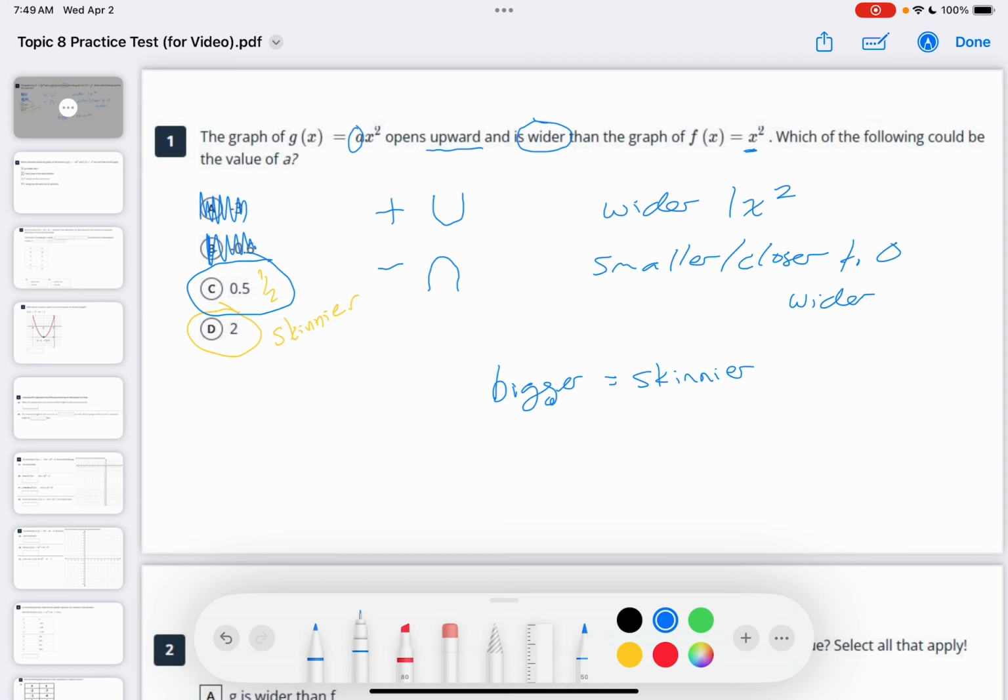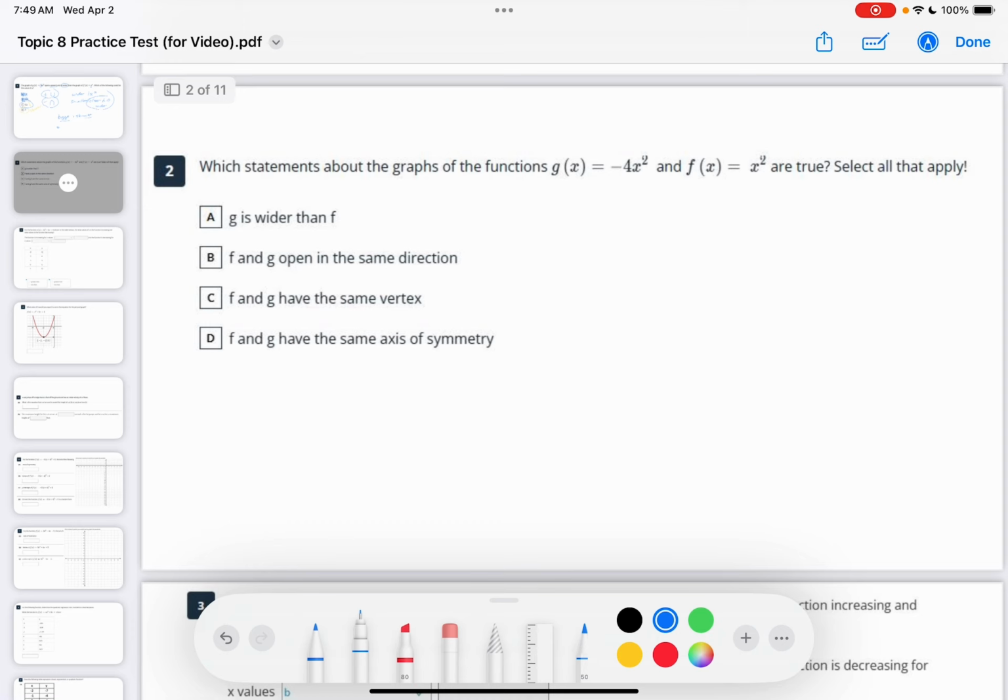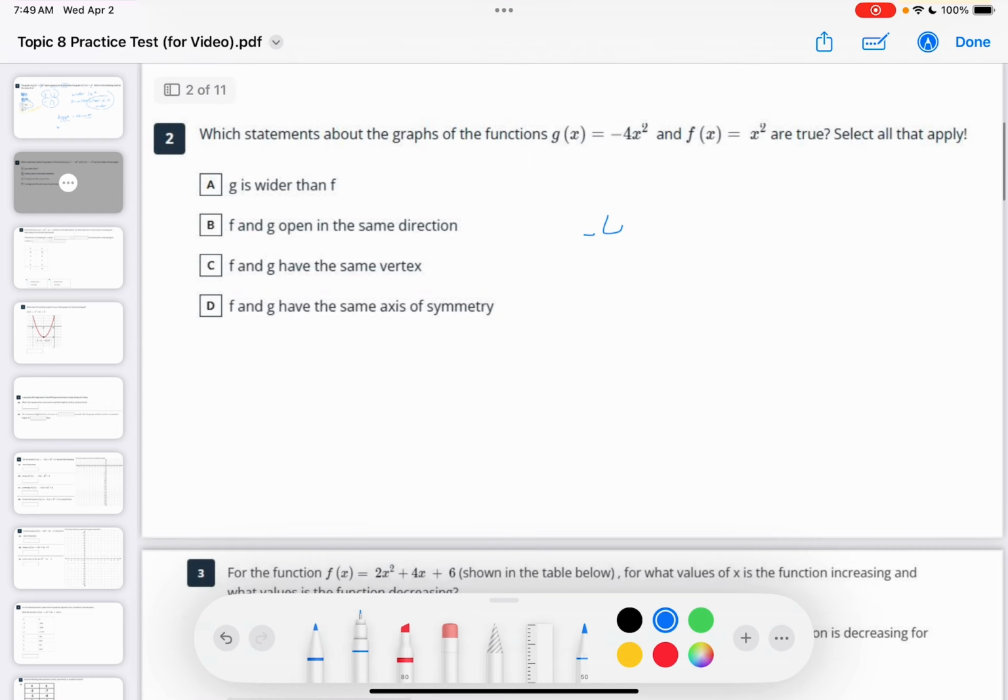So yeah, two pieces there. Positives open up versus the negatives that open down, and then bigger equals skinnier, closer to 0 equals wider. All right. Using the same knowledge here, how are we going to answer this? How are we comparing negative 4x squared to x squared?